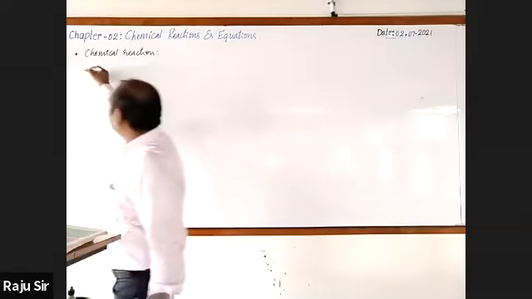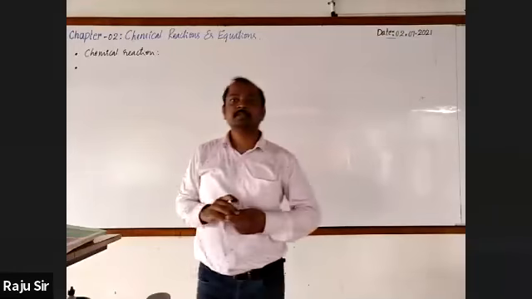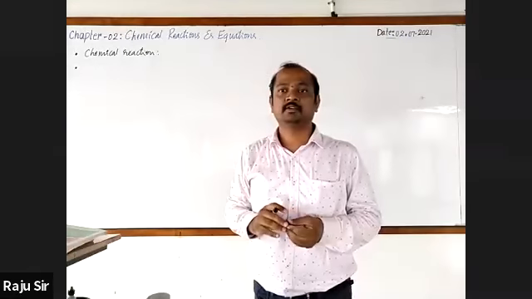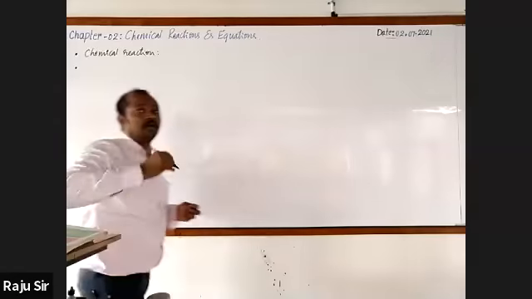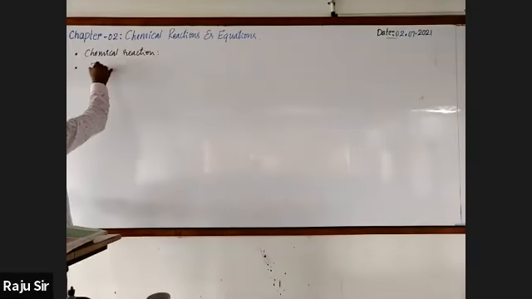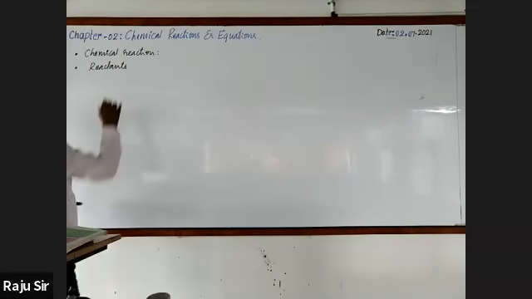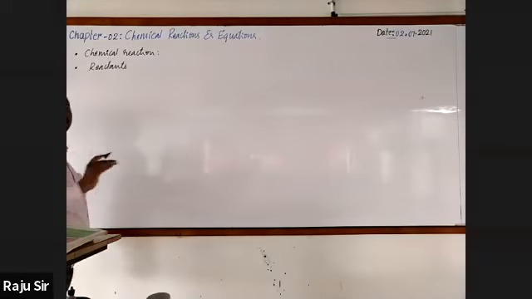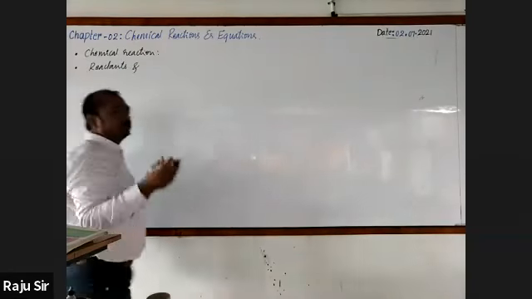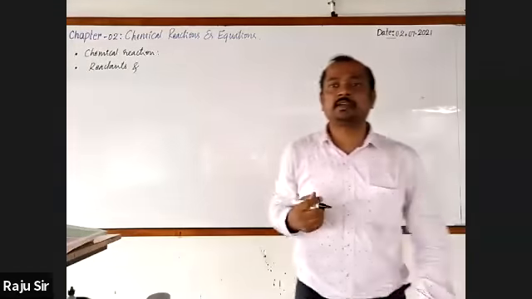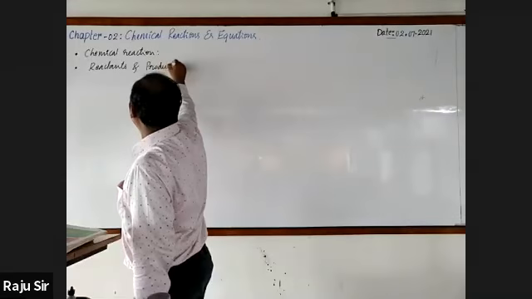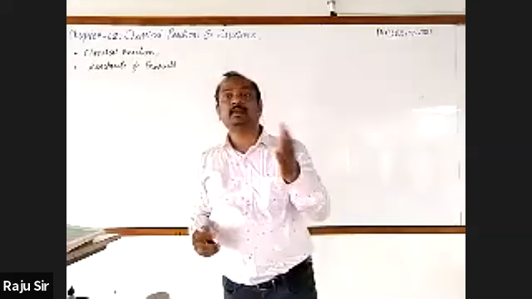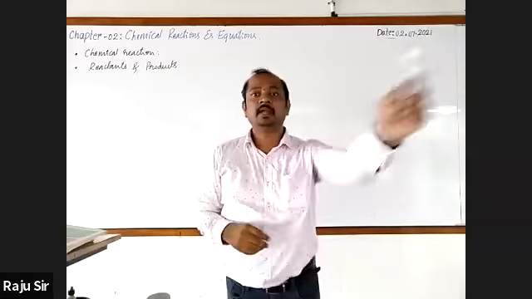Then what are the substances which undergo chemical reaction called? Reactants. Yes, very good. The substances which undergo chemical reaction are called reactants. And what do you call the new substances that are formed? They are called products. If I take one example, burning of magnesium, name the reactants.